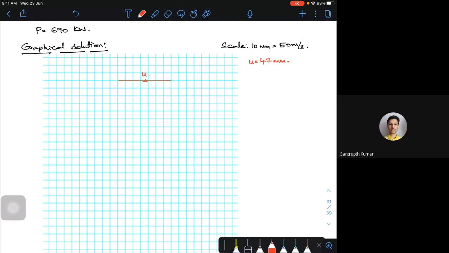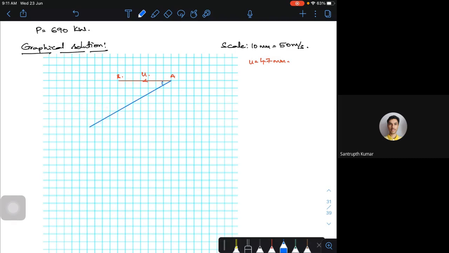From point A to point B, measure 47 millimeters on your graph sheet and draw a horizontal line. Then at point A, take your protractor and take 20 degrees, and draw a line like this.